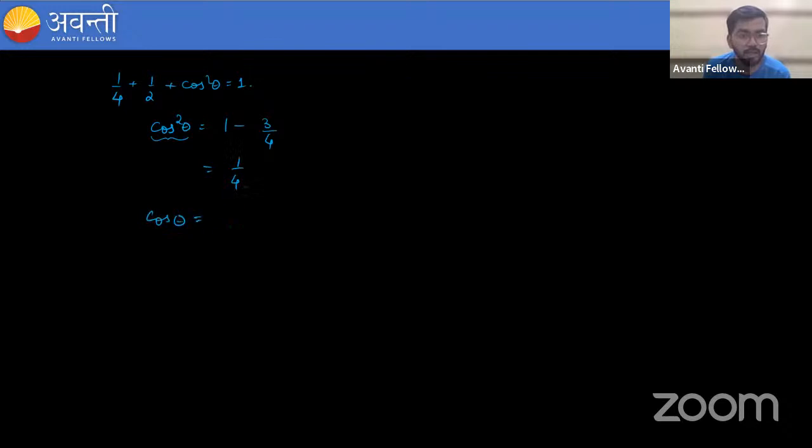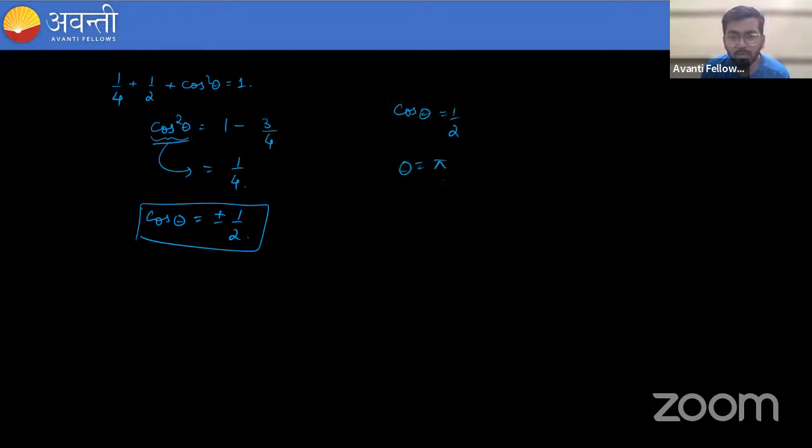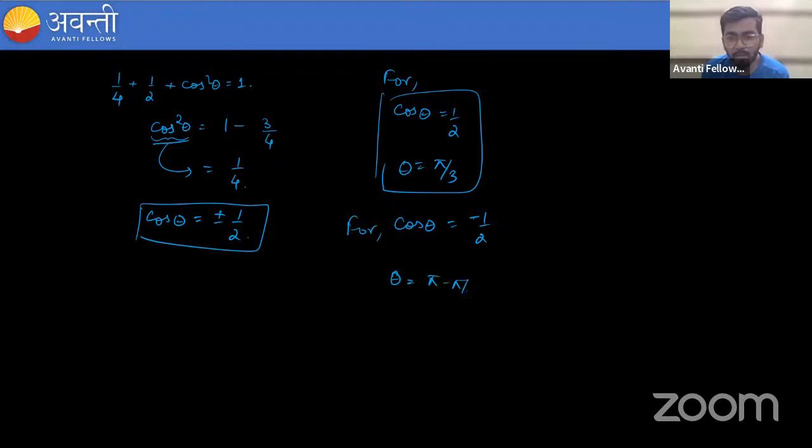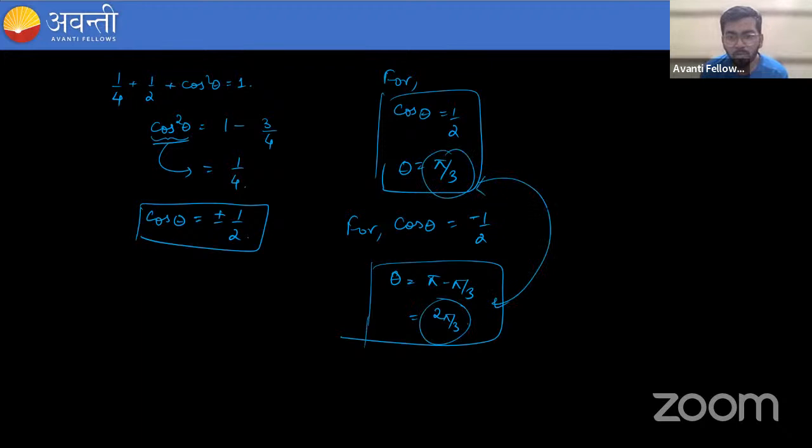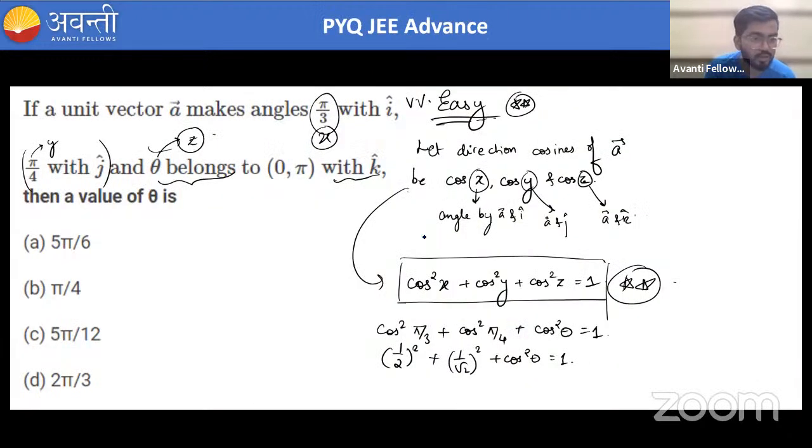So cos theta can be plus minus half, right? Since cos square theta came out to be 1 by 4, cos theta can be plus minus half. So for cos theta to be equal to half, theta should be equal to pi by 3, and for cos theta to be equal to minus half, theta should be equal to pi minus pi by 3, which will be 2 pi by 3, right? Both these thetas belong to 0 to pi. So whatever might be in the option should be our answer. So the answer to this question is option D, which is 2 pi by 3.